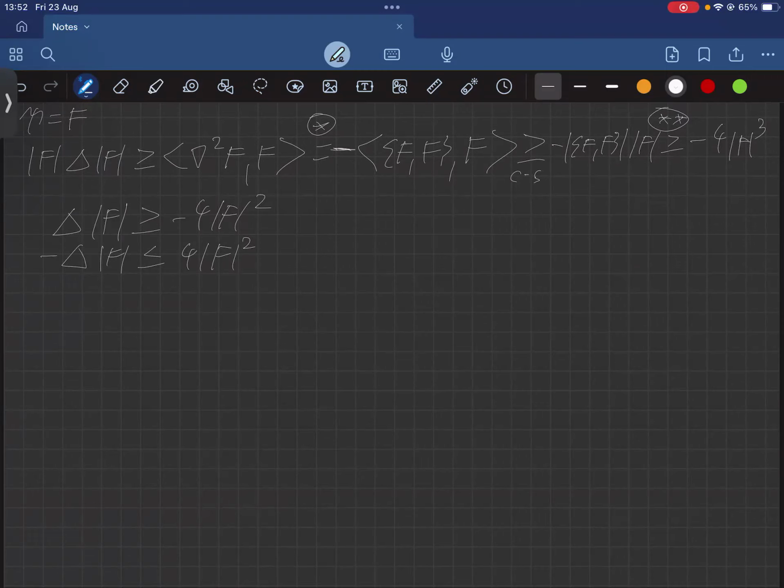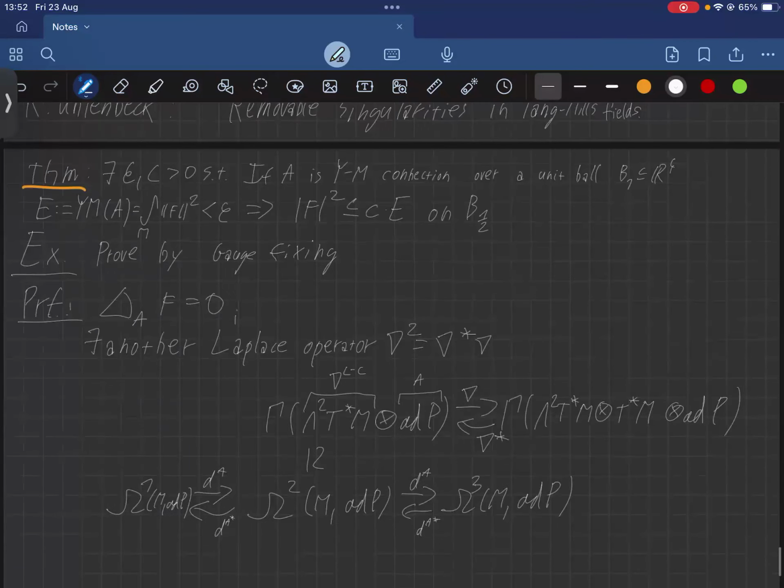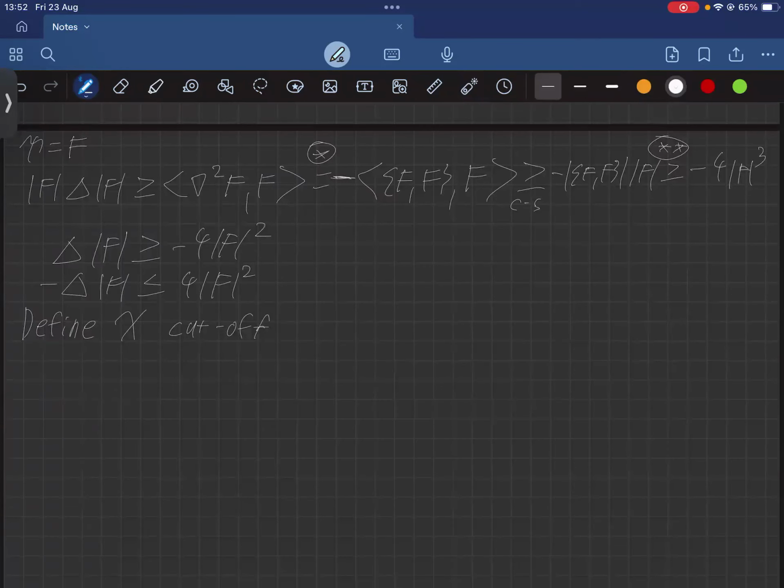Okay. So now at this point we can define chi, our cutoff function. That's where the smaller balls come from. Remember, we get the estimate on a smaller ball than the initial one. So that's where this comes from. So let's say a cutoff function on B 3/4. By that I mean it's 1 on B 3/4 and goes to 0 before reaching 1. Next, multiply by chi squared f and integrate over the whole ball.